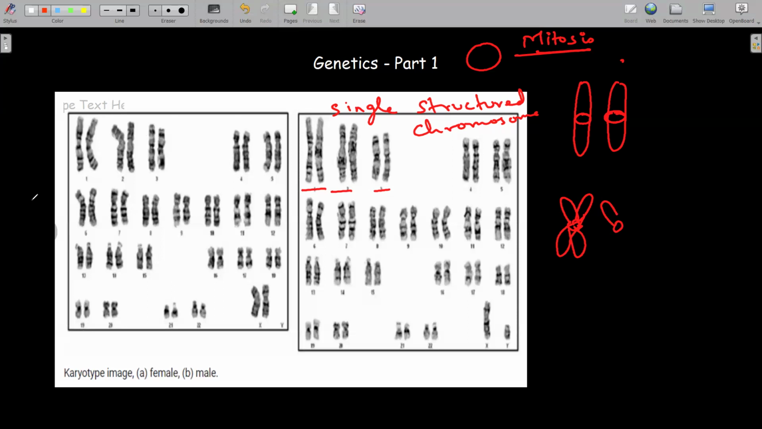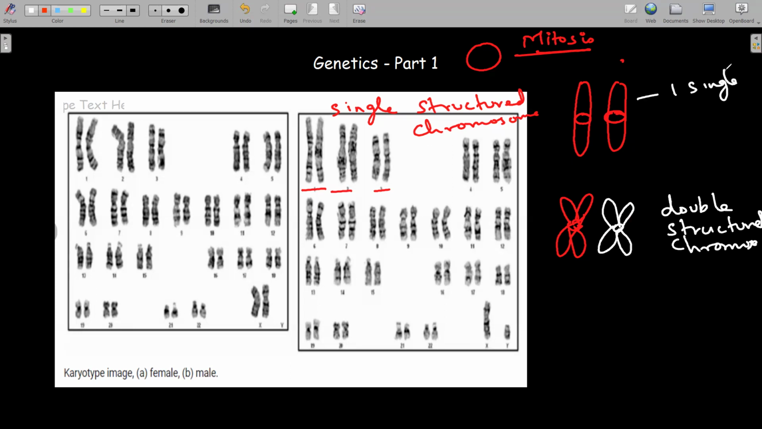Let me use another color so that it is easy for you to understand. Here, the chromosome duplicates. So now, this is called a double structured chromosome. Remember that this is also one single chromosome of a pair of homologous chromosomes. Don't get confused. This is one single chromosome, but a single structured chromosome, and this is one single chromosome, but a double structured chromosome.